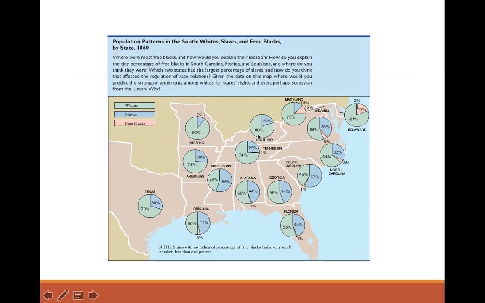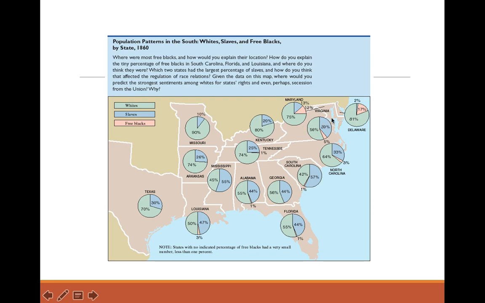One of Lincoln's, I'm going to jump ahead, one of Lincoln's tactics during the Civil War is he is going to try to keep these upper south states from seceding, knowing that they do not have the deep connection to cotton and to slavery that the southern states do. He's going to be mostly unsuccessful with that, although he has some key successes.